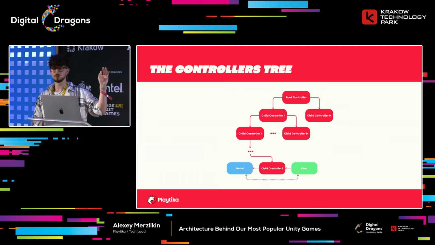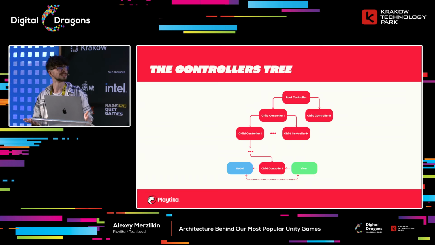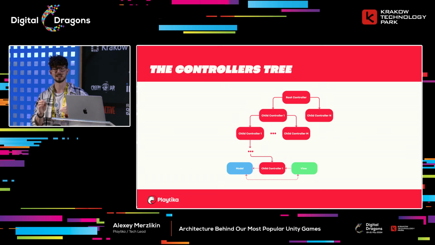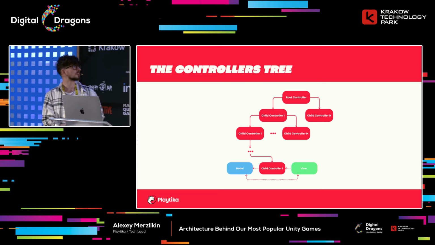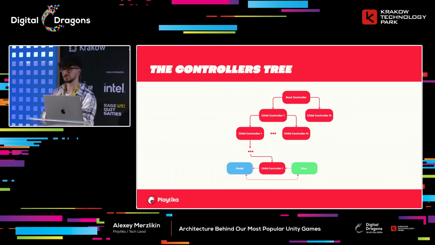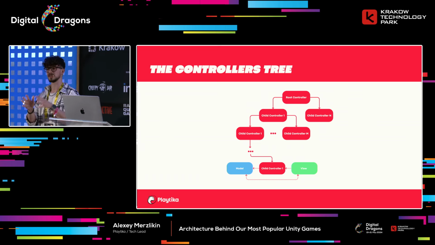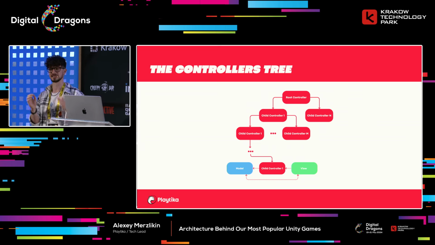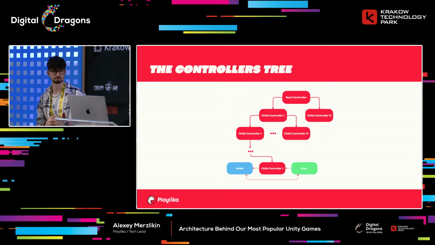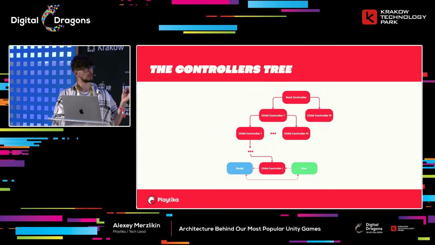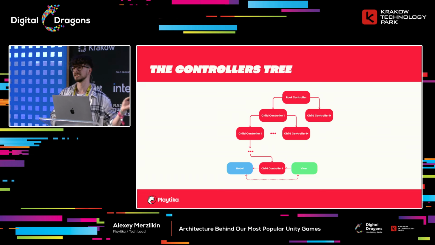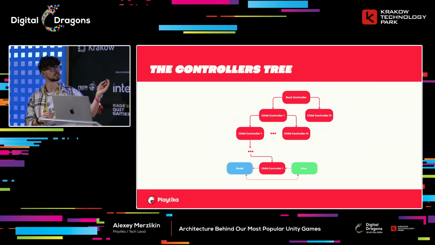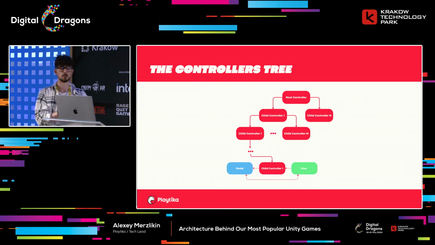The controller's tree refers to the hierarchical structure of controllers inside HMVC. We use this term internally, the controller's tree, as the name of our HMVC pattern implementation. This structure helps to enforce a single entry point into the game, ensuring that all data flow is managed in a consistent and organized manner. The controller's tree also helps game developers maintain separation of responsibilities between modules, making code more maintainable and easy to support.